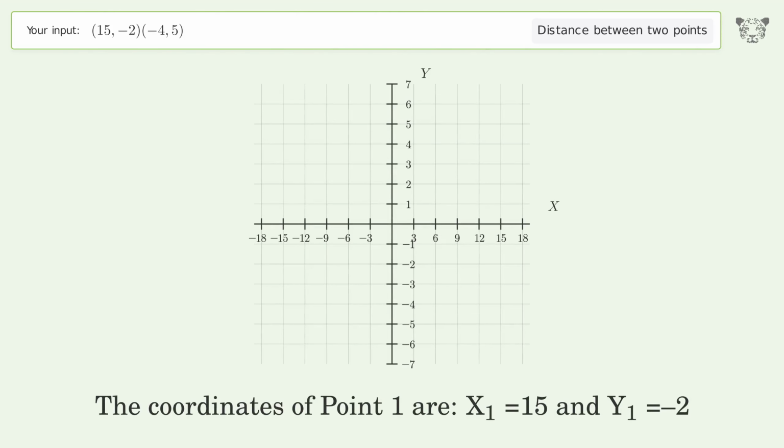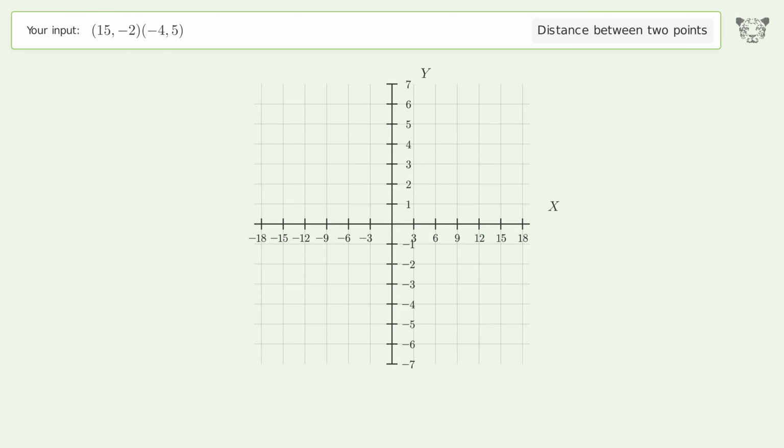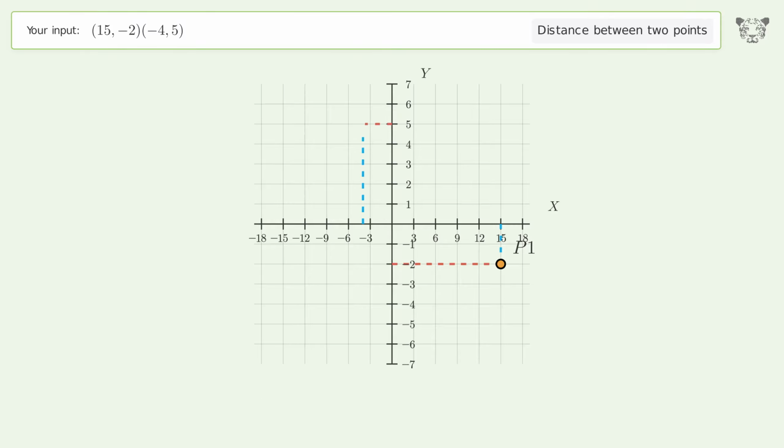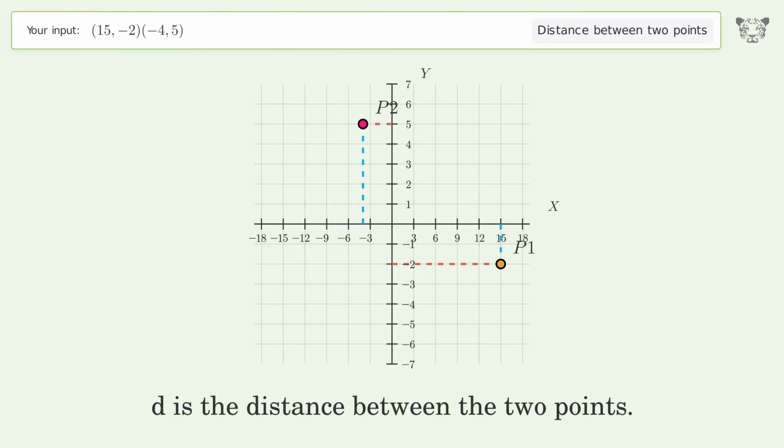The coordinates of point 1 are x1 equals 15 and y1 equals -2. The coordinates of point 2 are x2 equals -4 and y2 equals 5. D is the distance between the 2 points.